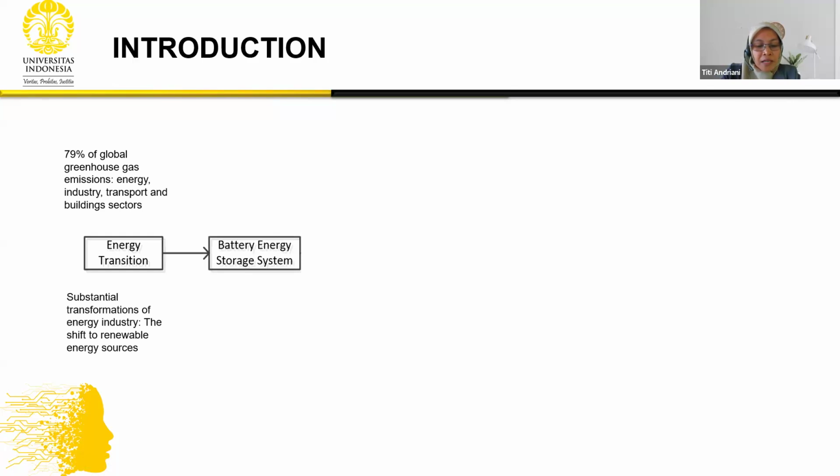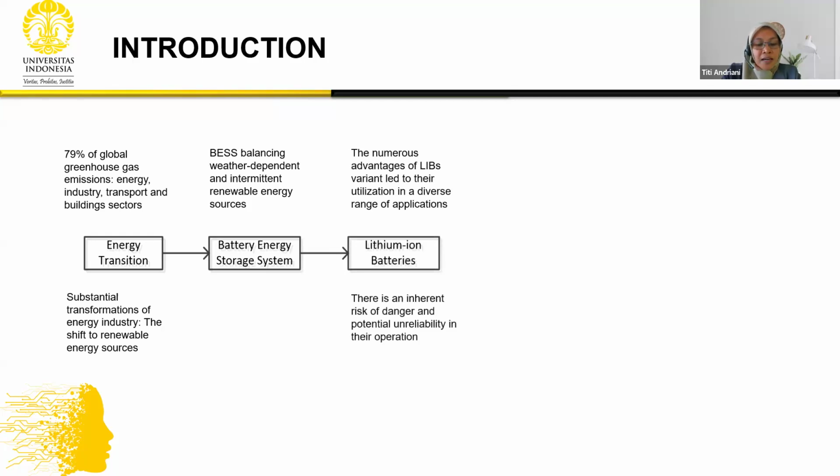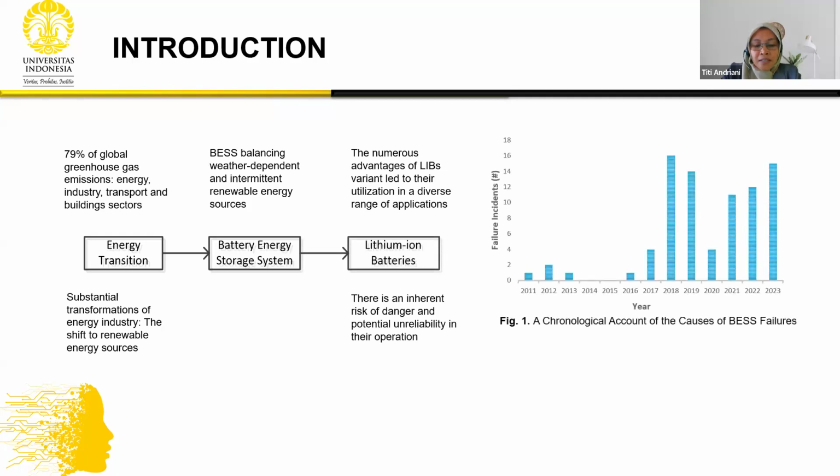Energy storage systems play pivotal roles in integrating and balancing weather-dependent and intermittent renewable energy sources, thereby facilitating the decarbonization of the energy sector. However, due to the inherent complexity of the electrochemical reaction mechanism involved in lithium-ion batteries, there is an inherent risk of danger and potential unreliability in their operation. This figure illustrates that a minimum of 81 incidents of lithium-ion battery failures occurred during the period spanning 2011 to 2023. So this study aims to explore how artificial intelligence can enhance fault diagnosis in BESS to improve efficiency and reliability.